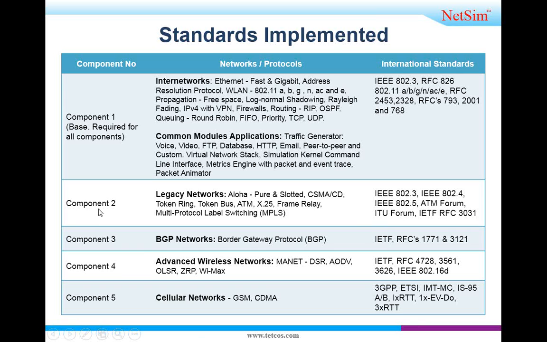Then component 2 is there. Component 2 has legacy networks, that is Aloha, pure and slotted, CSMA/CD, token ring, token bus, ATM, frame relay, MPLS. Then component 3 has BGP network, border gateway protocol. Then component 4 has advanced wireless networks, that is MANET, which includes DSR, AODV, OLSR, ZRP protocols, and WiMAX. And component 5 has cellular network, which includes GSM and CDMA both.